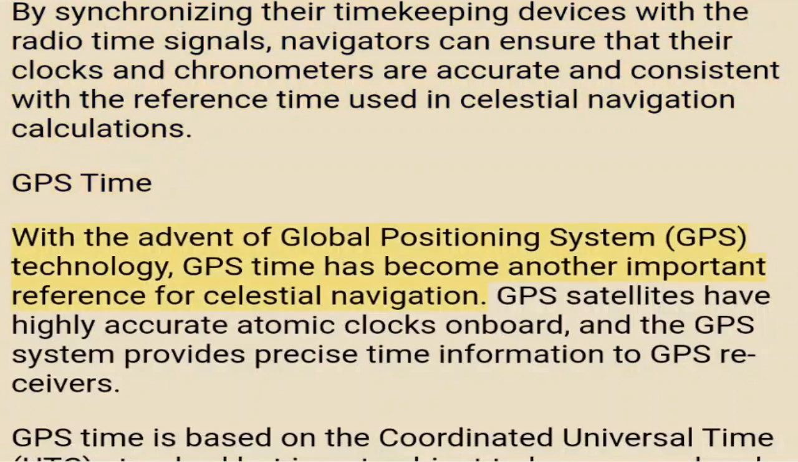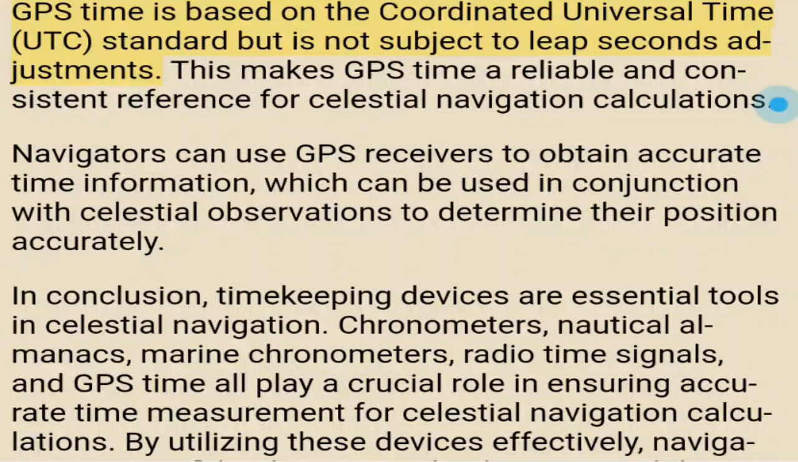GPS time. With the advent of Global Positioning System (GPS) technology, GPS time has become another important reference for celestial navigation. GPS satellites have highly accurate atomic clocks onboard, and the GPS system provides precise time information to GPS receivers. GPS time is based on the Coordinated Universal Time (UTC) standard but is not subject to leap seconds adjustments. This makes GPS time a reliable and consistent reference for celestial navigation calculations.